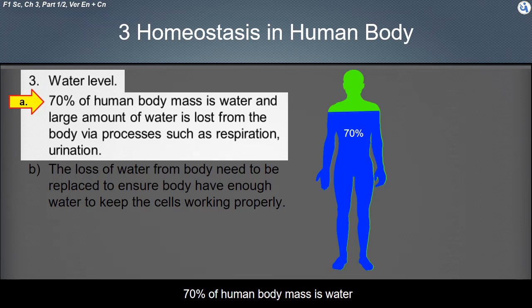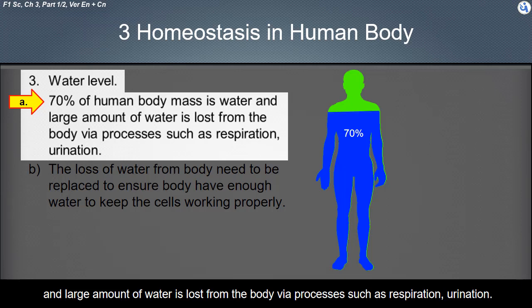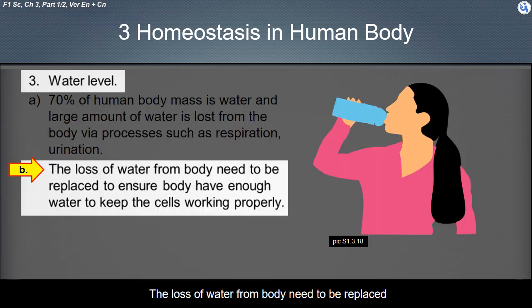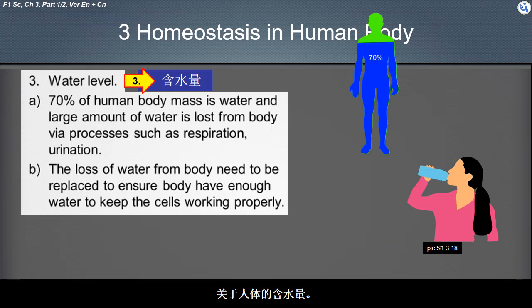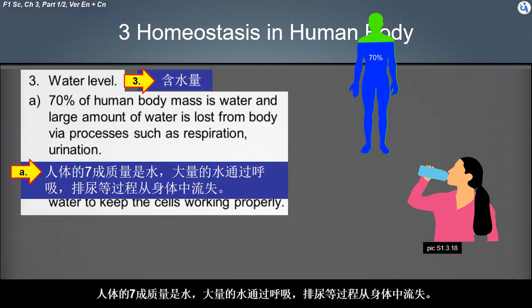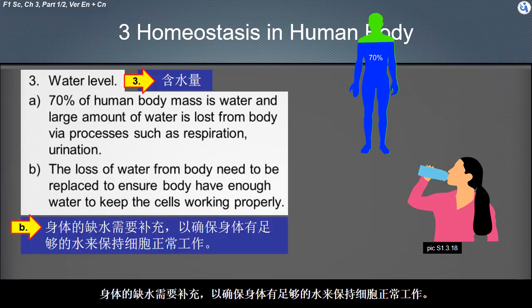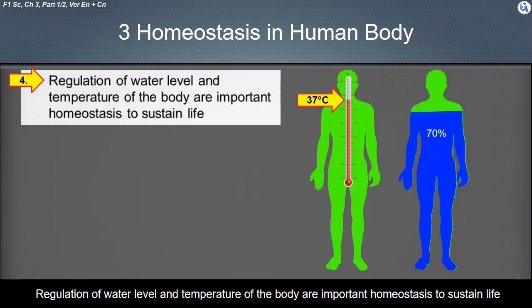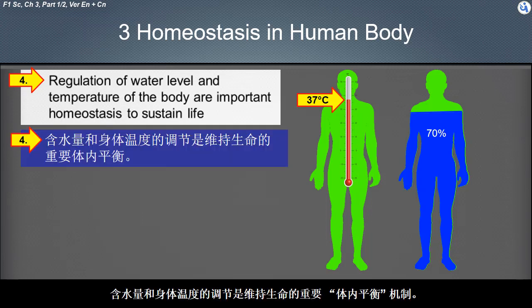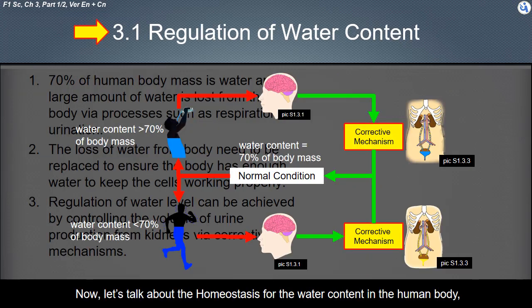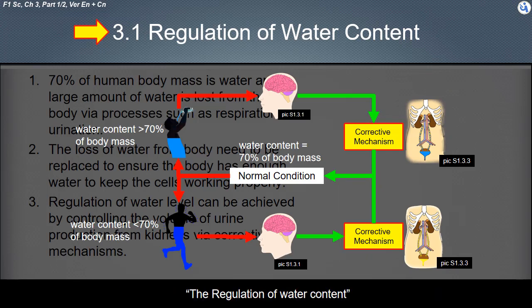About the water level in the body. 70% of human body mass is water, and a large amount of water is lost from the body via processes such as respiration and urination. The loss of water from the body needs to be replaced, to ensure the body has enough water to keep the cells working properly. Regulation of water level and temperature of the body are important homeostasis to sustain life.